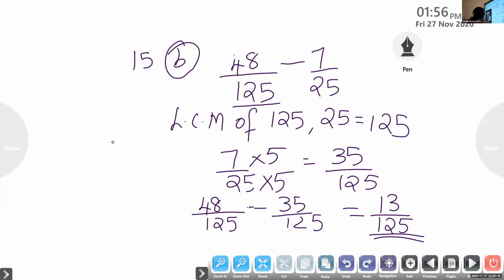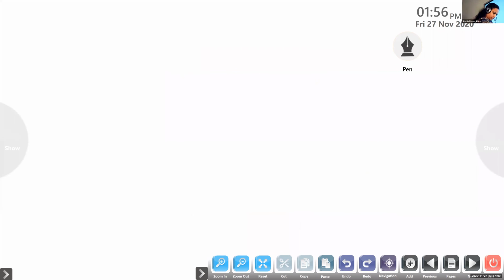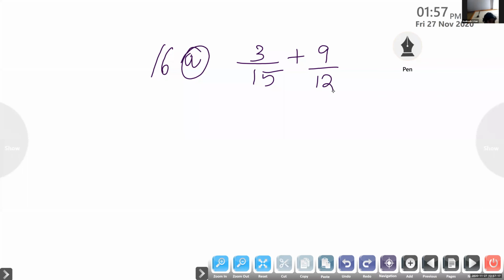Adinath, can you read question number 16? Yes, ma'am. Add 3 by 15 and 9 by 12. Okay, find out the LCM and tell me. 3 by 15, you have to add with the 9 by 12. Children, find out the LCM of 15 and 12. What is the LCM of 15 and 12? And tell me.